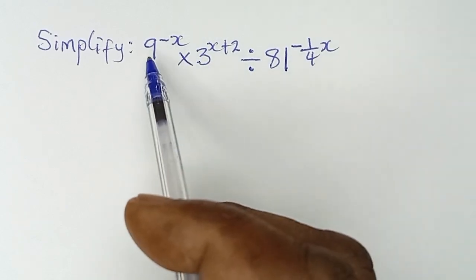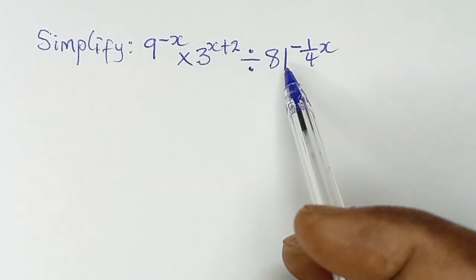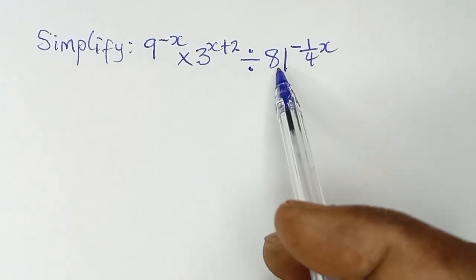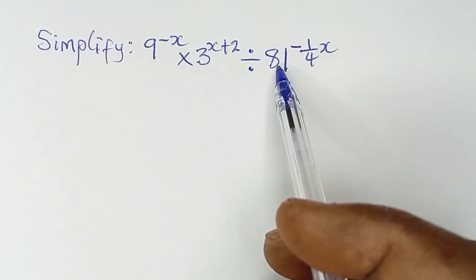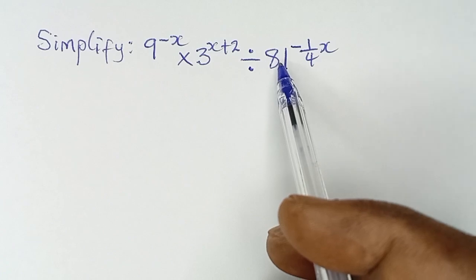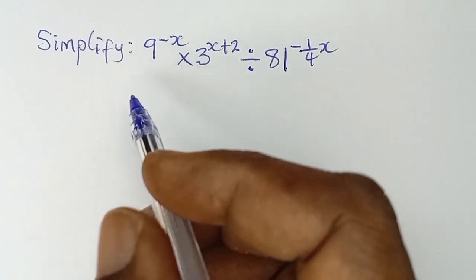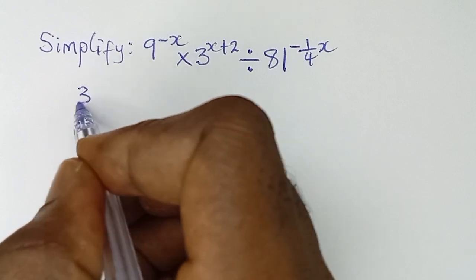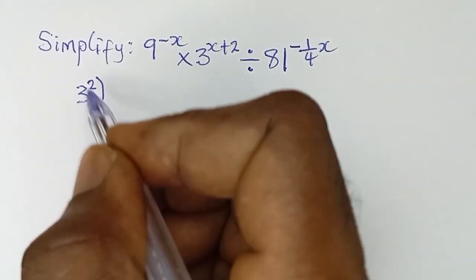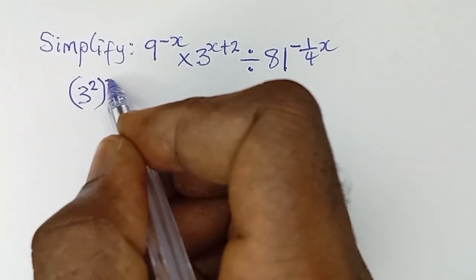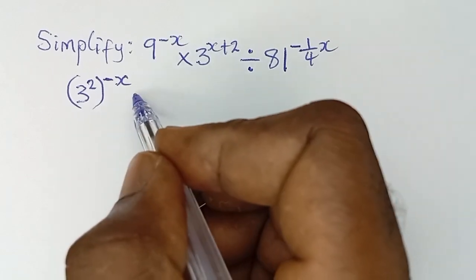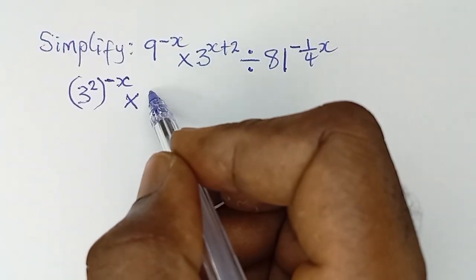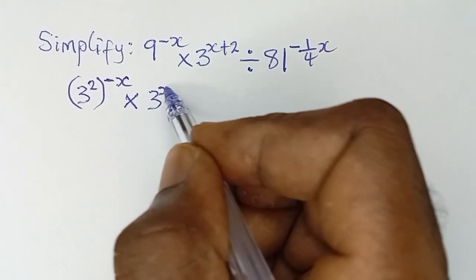If we check 9, 3, and 81, they can all be broken down to the same base. So I'll write this 9 now as 3 squared, and then don't forget, raised to the power negative x. And then multiply by this 3 raised to the power x plus 2.